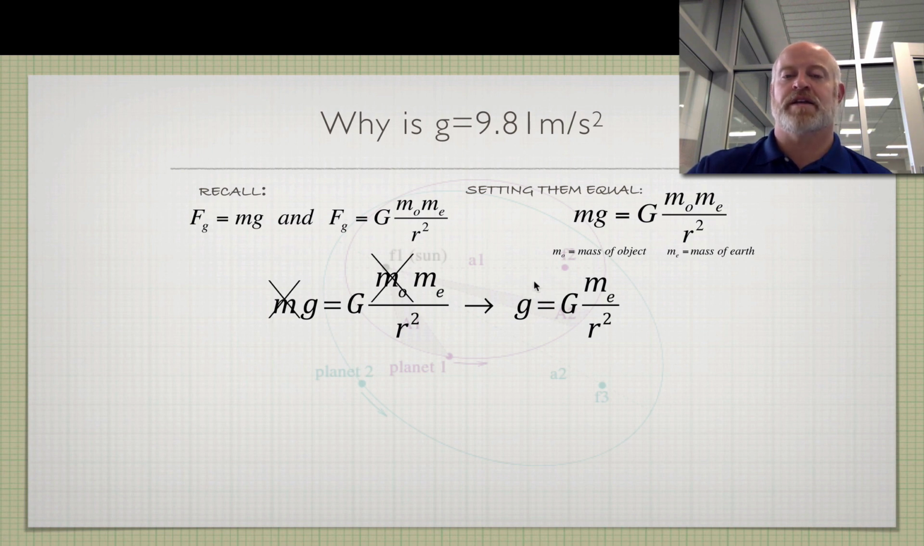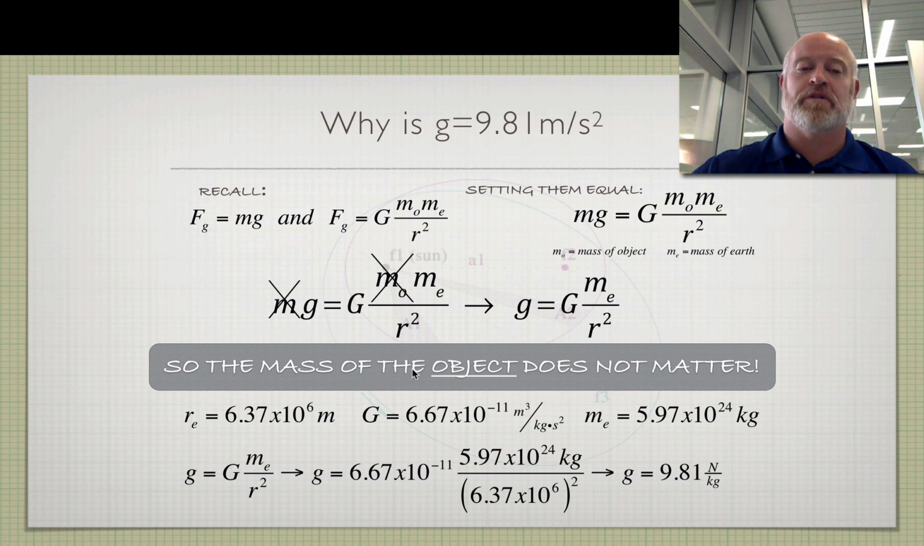Which means the acceleration that an object feels, or the field force that is pulled on it, is actually equal to the universal gravitation constant times the mass of the object, in this case Earth, divided by the distance you are from each other squared. Okay? So let's work it out then.